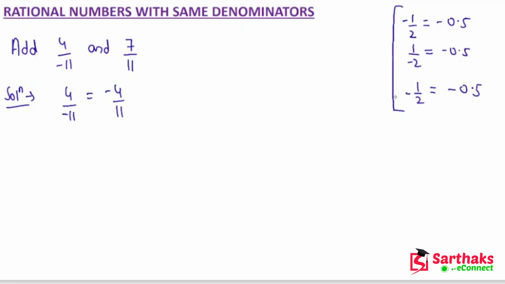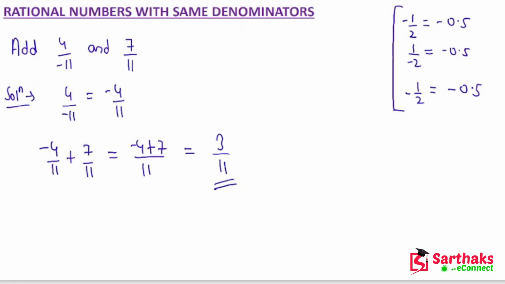Okay, so it does not matter where the minus is kept. So 4 upon minus 11 is minus 4 upon 11. Now what we have to do? Now we have to add minus 4 upon 11 and 7 upon 11. Again, following the same method, taking 11 as the common base, we can add minus 4 plus 7, which will give us 7 minus 4 is equals to 3 whole upon 11. So this is how you can add rational numbers with the same denominators.